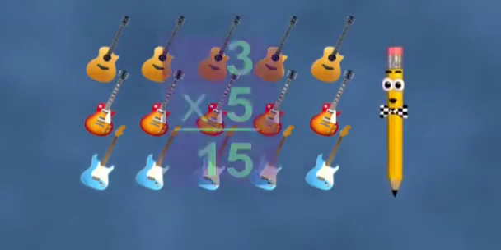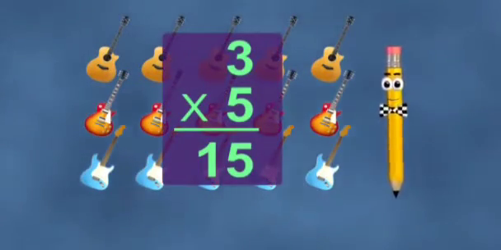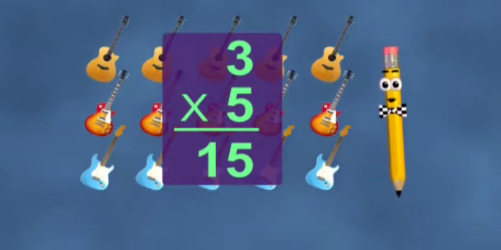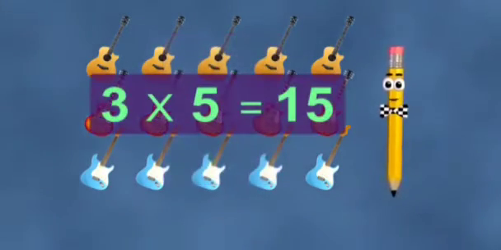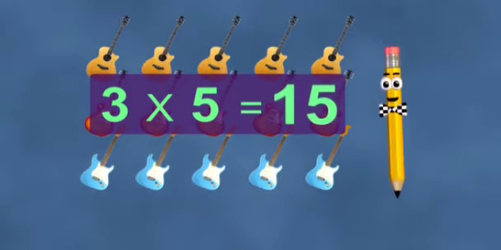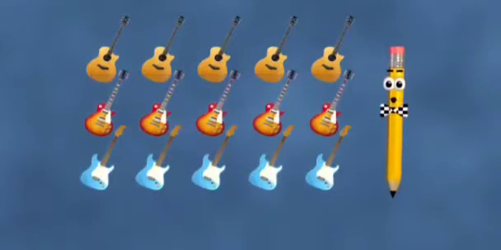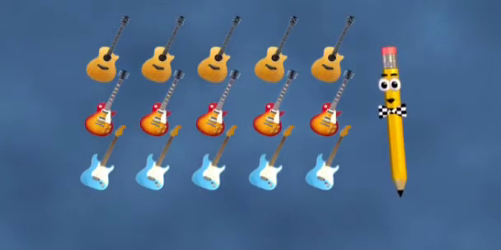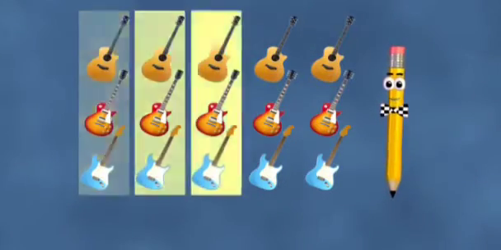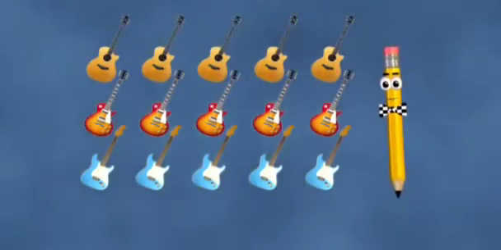It makes 3 times 5 is equal to 15. Or else, 3 groups, 5 times, makes 15. That is, 3 groups of guitars 5 times makes 15. Multiplication is a way to do repeated addition.